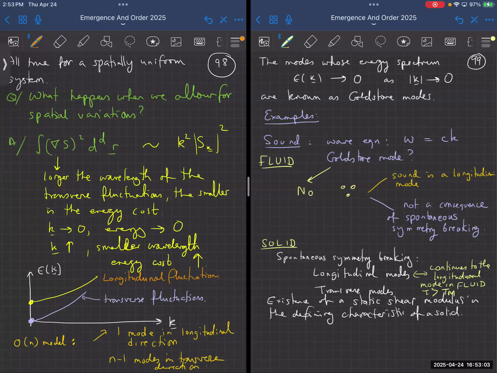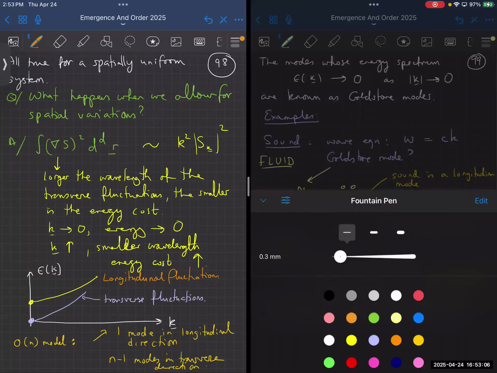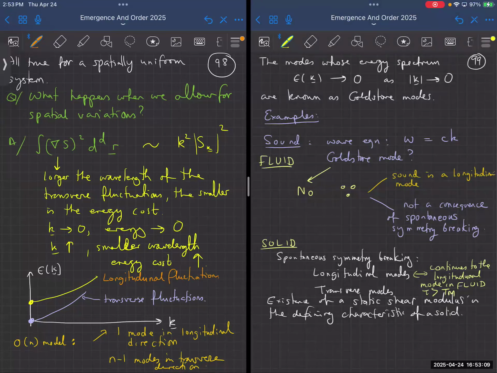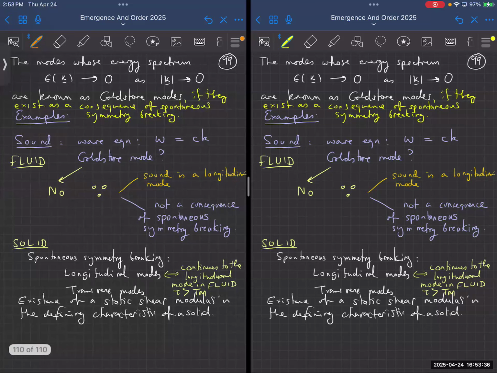Goldstone modes are known as Goldstone modes, and the caveat to this is that they have to exist as a consequence of spontaneous symmetry breaking. So there are other great examples of Goldstone modes. Those Goldstone modes could be in a magnet, various types of magnons, and so on and so forth.